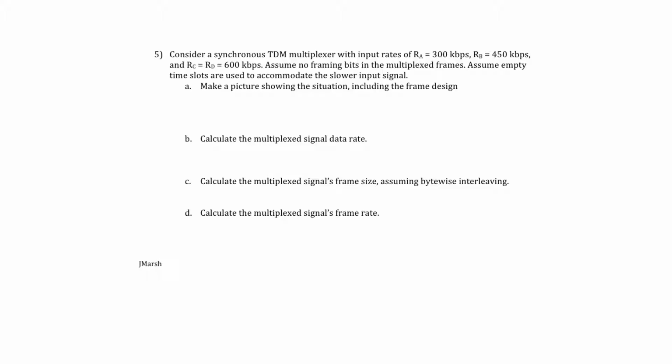So let's draw a little picture of what's going on here. We've got a 300, we've got a 450, and we've got two 600s, all coming into our TDM multiplexer. And then on the output side, we've got to build a frame, and it's going to have a data rate of our total. I could call these input signals A, B, C, and D. And so 300 is our A, right?